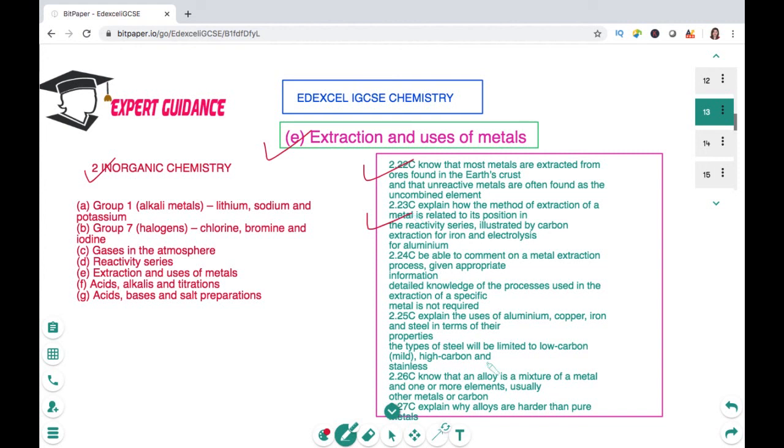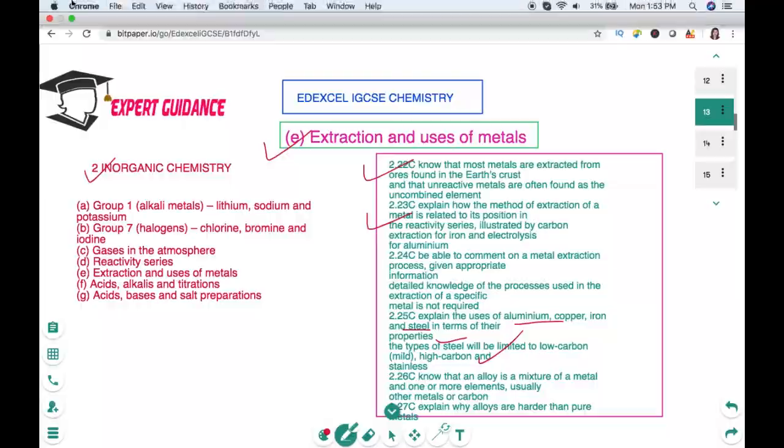And then we'll be looking over the uses of aluminium, copper, iron in terms of their properties and what are the various types of steel. We'll also look over the concept of alloys and how they are harder than pure metals. Now I would recommend you to watch this video till the end, because in the end we'll be looking over some very important key terms of this unit.